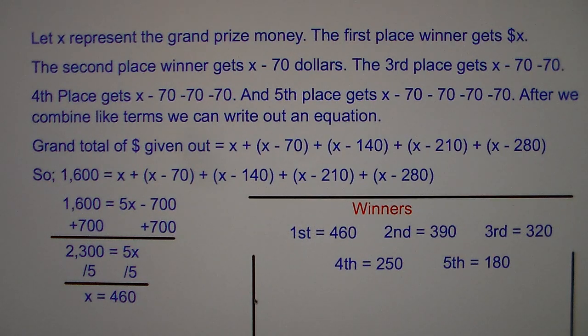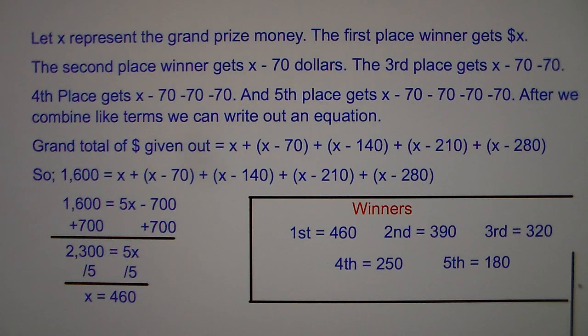The second place winner gets X amount of dollars minus $70, because the second place is worse than first place, as a lot of you guys would already know. The third place gets the grand total money minus $70, and then minus another $70 because they're in third place. Fourth place gets the grand total money minus $70, minus $70, minus $70 because they came in fourth place. The fifth place gets grand prize minus 70, minus 70, minus 70, minus 70 because they're in fifth place.